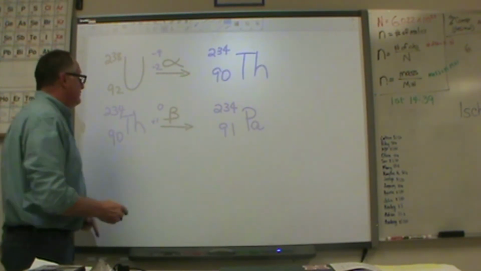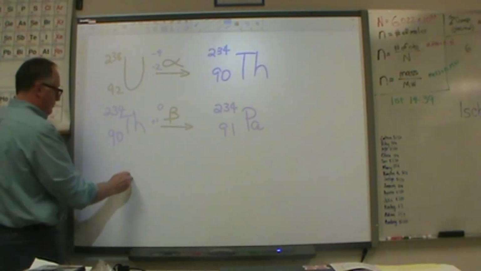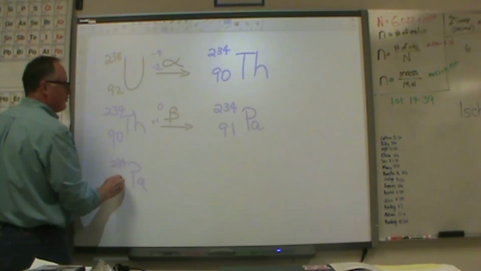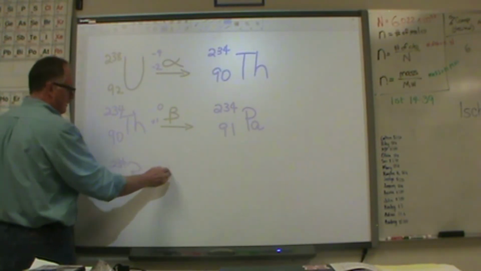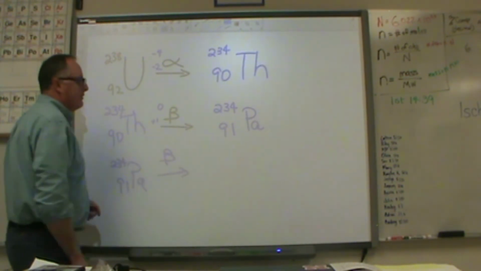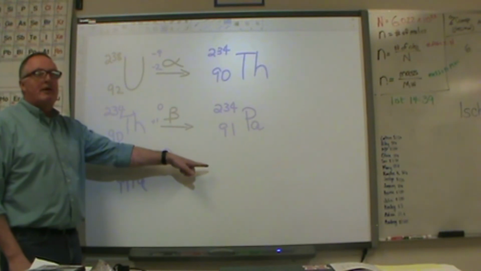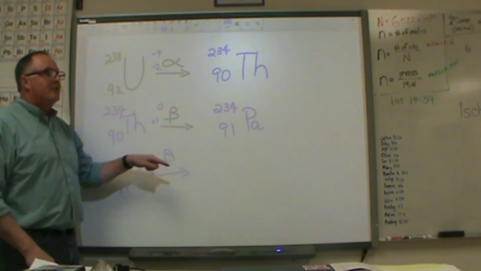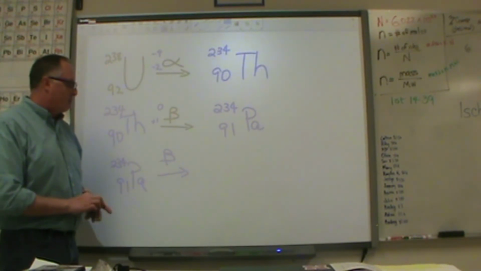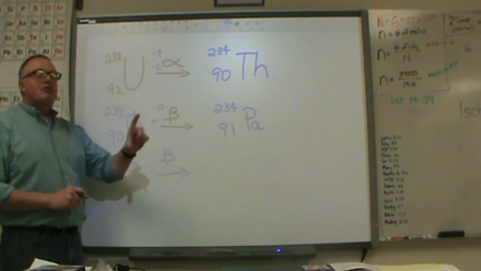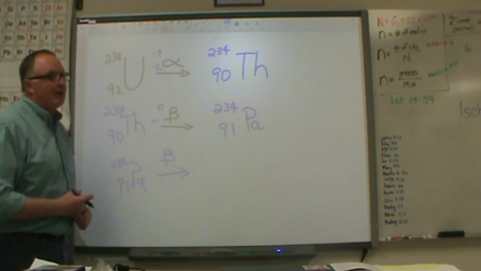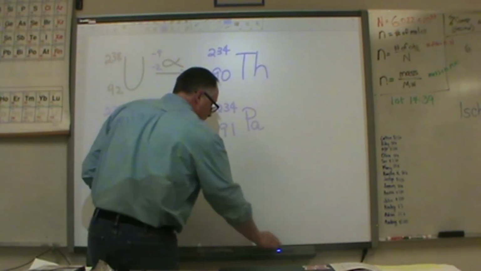And then the next step would be starting with 234, 91, and it's another beta decay. You figure out what it has, and that's where the next step is. So you just work your way through until you get to the end. The one that you end up with at the bottom should be a stable element. Now you're not going to know that it's a stable element, but I will know what it is.